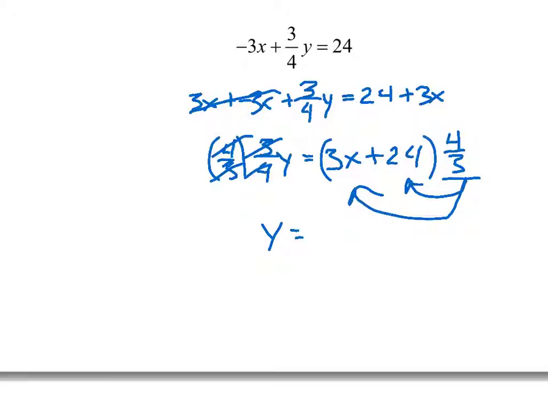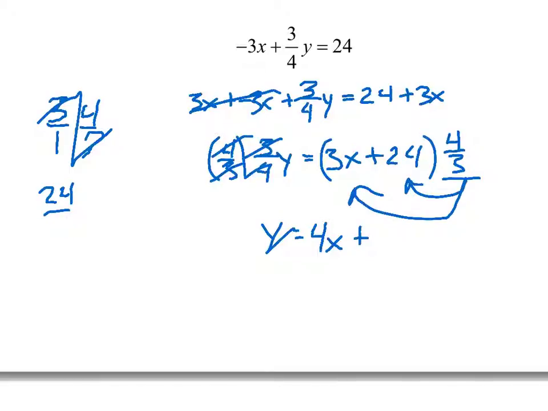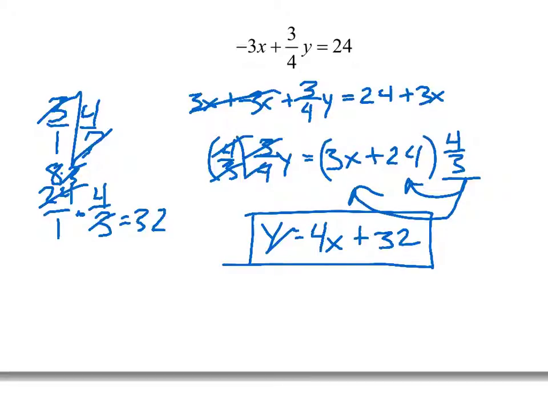And 4/3 times 3x, so 3/1 times 4/3. Getting kind of sloppy over here, but that is a 4x. Plus a 24 times 4/3. That's 24/1 times 4/3. And I'm going to do some pre-simplification here. That's 8 times 3. Cancel. Gives me 32. y equals mx plus b. y equals 4x plus 32.